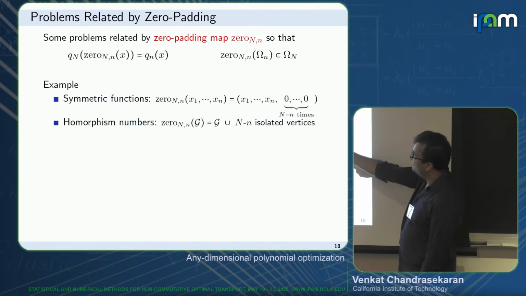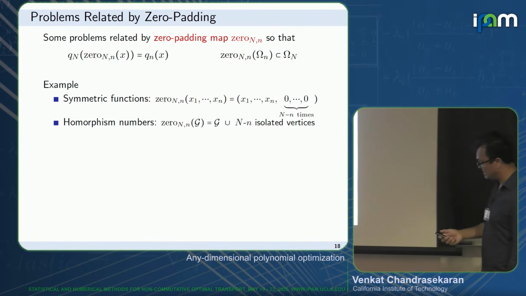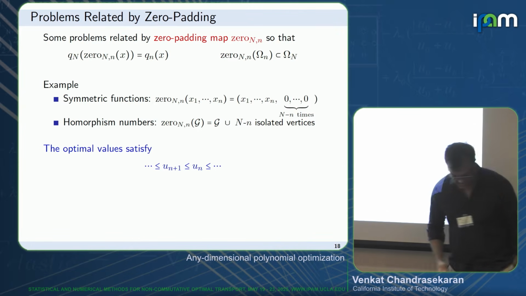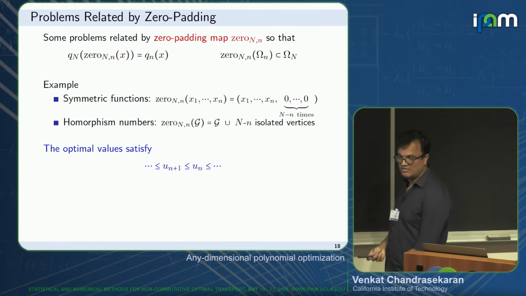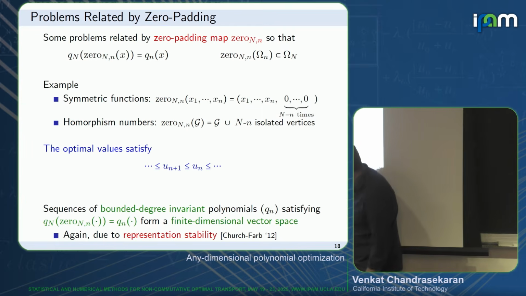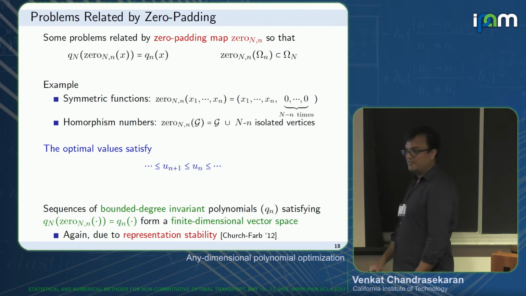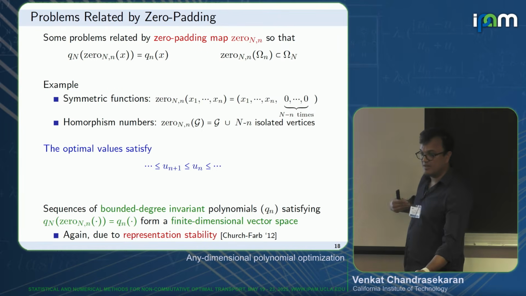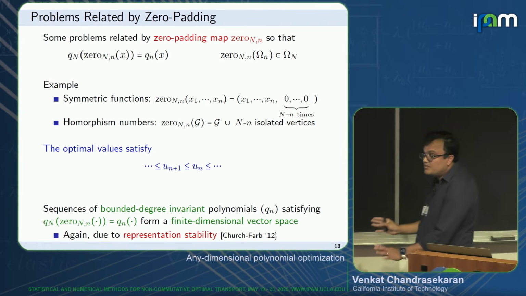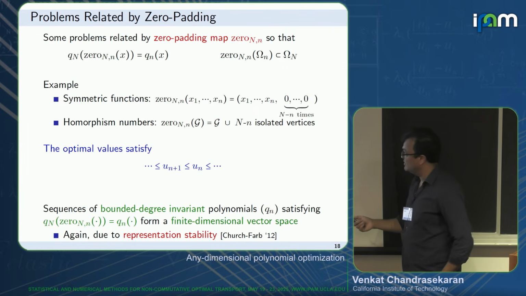And if you have the same kind of relation across dimensions with zero padding, and for the constraint sets, the optimal values now satisfy this sequence of inequalities as n grows. And again, representation stability tells you that bounded degree and invariant polynomials satisfying this relation form a finite dimensional vector space. So again, you can specify problems that are related across dimension by zero padding in a finitely parameterized way. Right, so this is really key. I can actually tell you in a finitely described way what an infinite sequence of problems is.